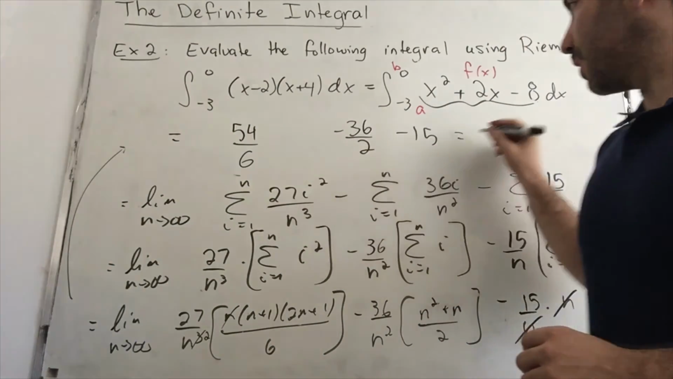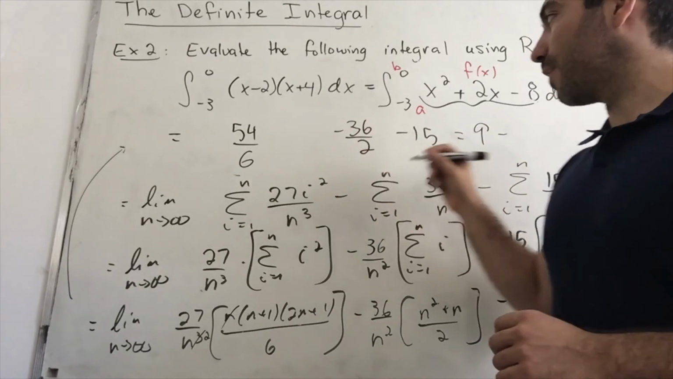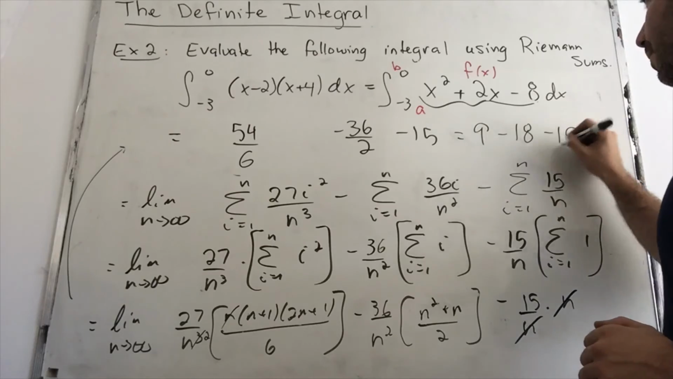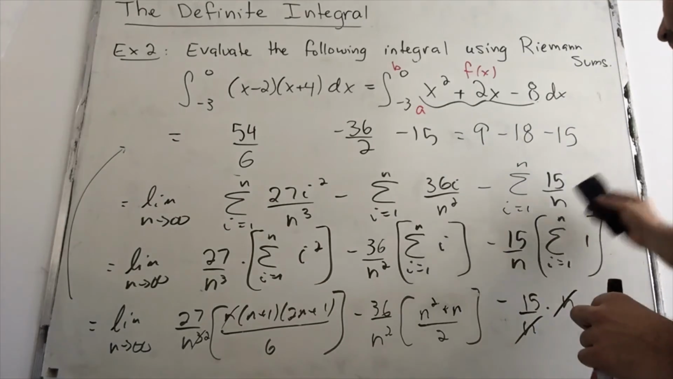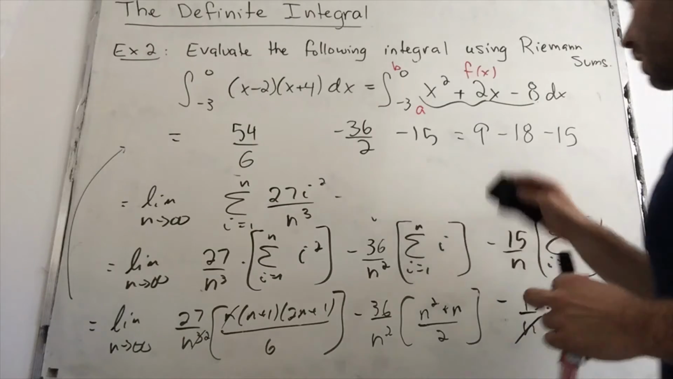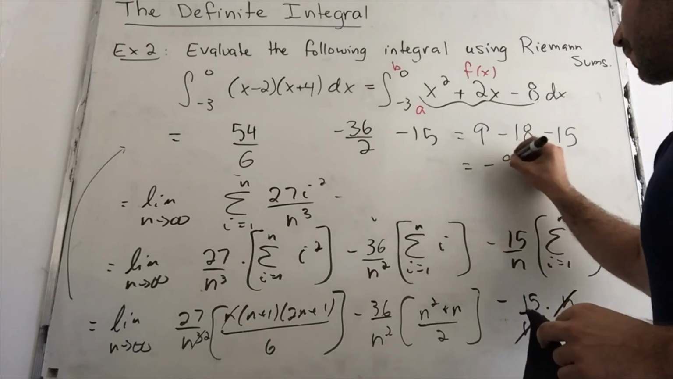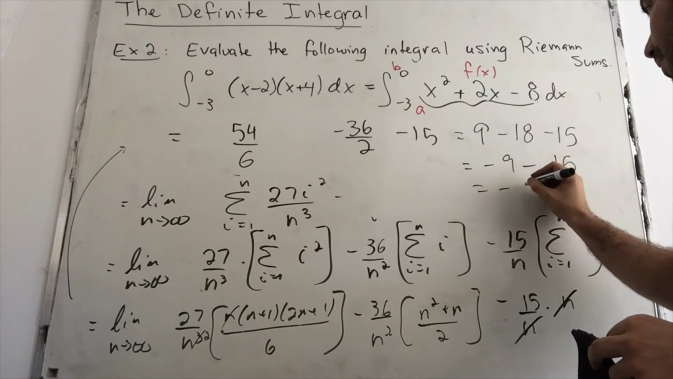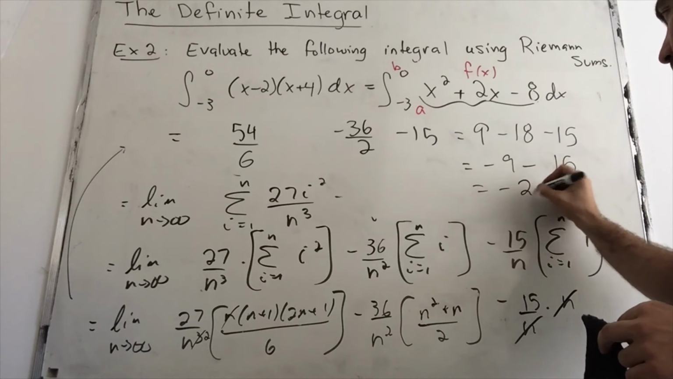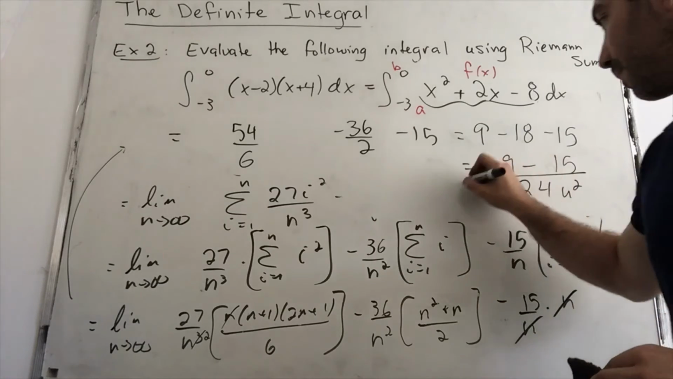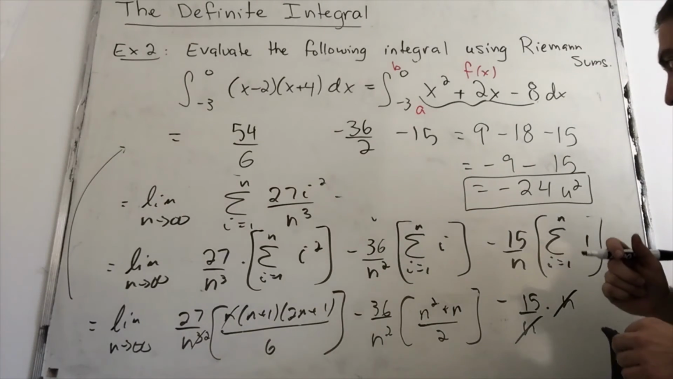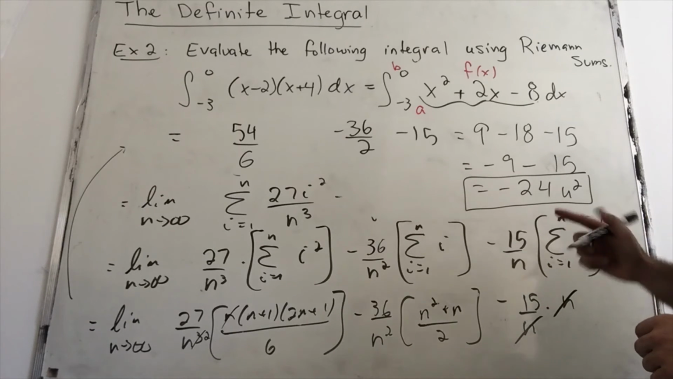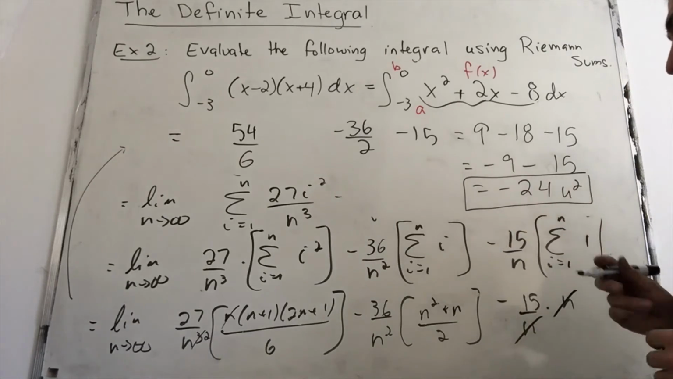And we know 54 divided by 6 is 9, minus 36 divided by 2 is 18, minus 15. Okay. 9 minus 18 is minus 9, minus 15. And that gives us minus, what is that, 24 units squared. Provided I didn't make any silly mistakes. Yeah, that's fine. So we get a negative answer. We have negative 24 units squared.